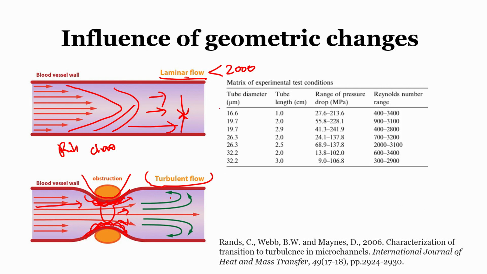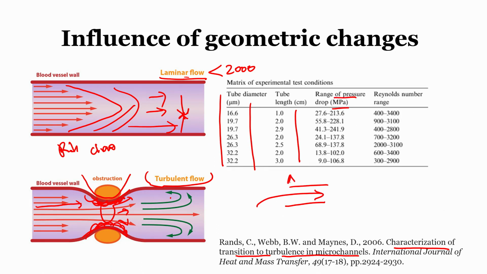Now, there is one study here just to understand the characterization of how the fluid transits. There is a transition from laminar to turbulence in microchannel. Here they have considered parameters such as the tube diameter, the length, that is the channel length, the pressure drop. As I said, for the fluid flow, the delta P, that is the pressure at the inlet and pressure at the outlet, plays a significant role for the fluid flowing through this channel, and then the Reynolds number range.